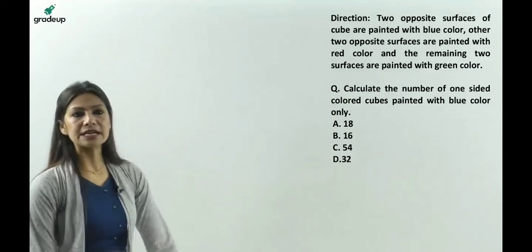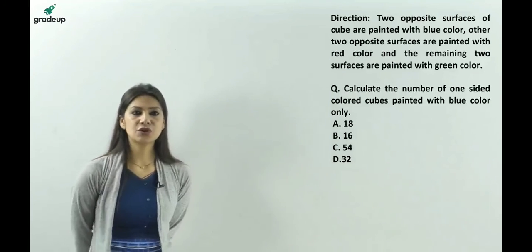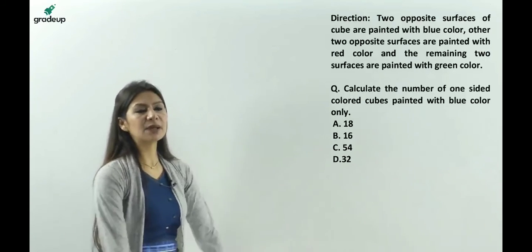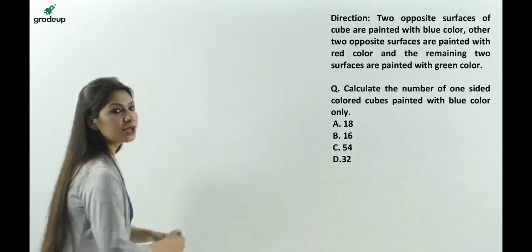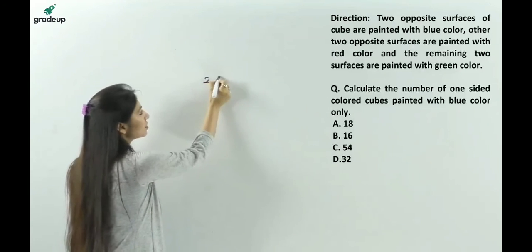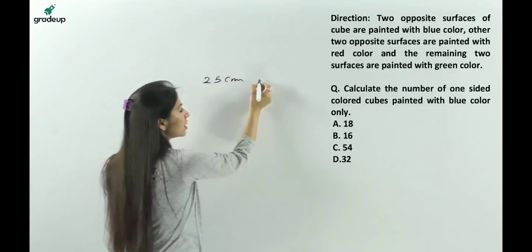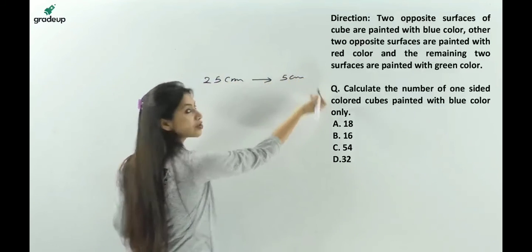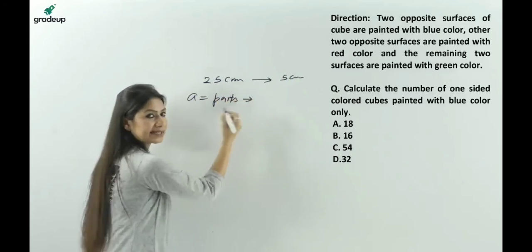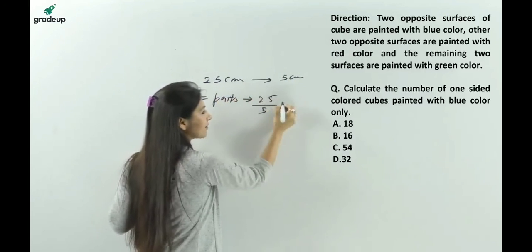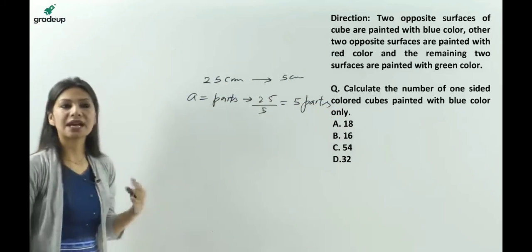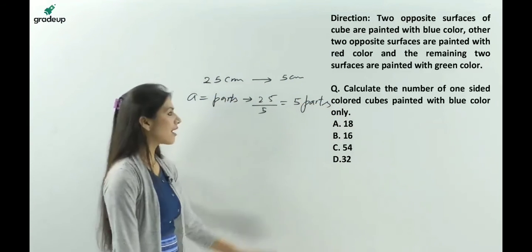Okay, let's read the condition. We are given that two opposite sides of a cube are painted with blue color. The other two opposite surfaces are painted with red color. And the remaining two surfaces are painted with green color. Okay, fine. So we have a cube with a dimension of 25 centimeter. You are converting it into small cubes of dimension 5 centimeter. So the value of a, that means the number of parts in a single axis, is 25 divided by 5, that means 5 parts. The question is the same, the value of a is the same.